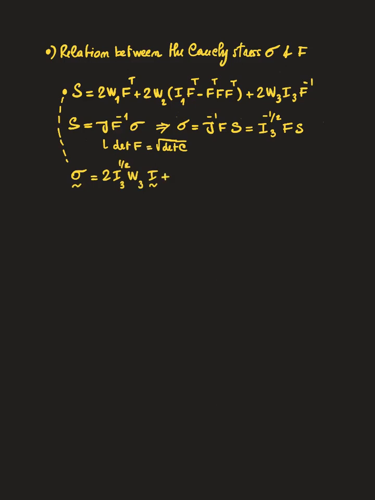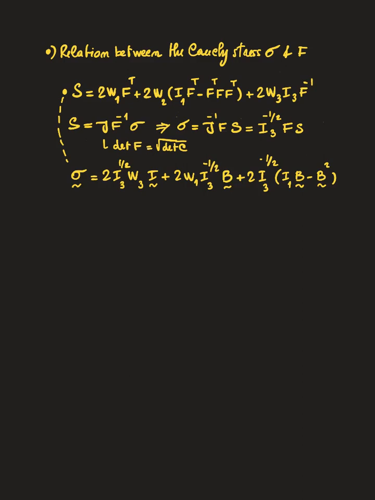And then I just leave you to check. This is equal to 2 W1 I3 to the power minus 1/2 times, and then there would be F F transpose, which is actually B. And finally the last term, plus 2 I3 to the power minus 1/2. And here we get I1, and in fact we get here B. I'll leave you to check this. It's not complicated, and here we get B squared.